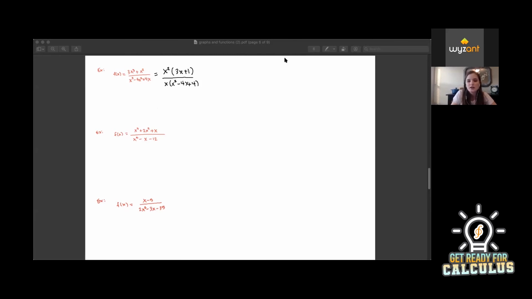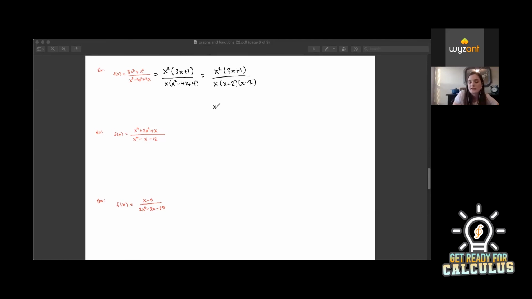So here, that bottom one, x squared minus 4x plus 4, is going to factor into something that multiplies to 4 but adds to negative 4. So the only two things that really do that are negative 2 and 2, or negative 2 and negative 2. So we can rewrite it as x squared times 3x plus 1, over x times x minus 2, x minus 2.